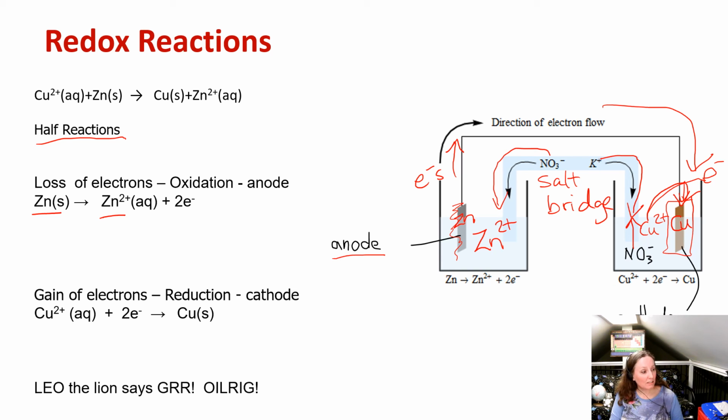On the other side, we have a cathode, and this is where it's gaining electrons, and that is reduction. So what do we have here? We have a copper plate, and we have the copper ions in solution that match up with the electrons, and you form more and more copper solid. When you combine these, you end up with the full reaction. In the full reaction, the electrons on both sides cancel out, and you have copper ion and zinc solid on one side, and copper solid and zinc ion on the other.